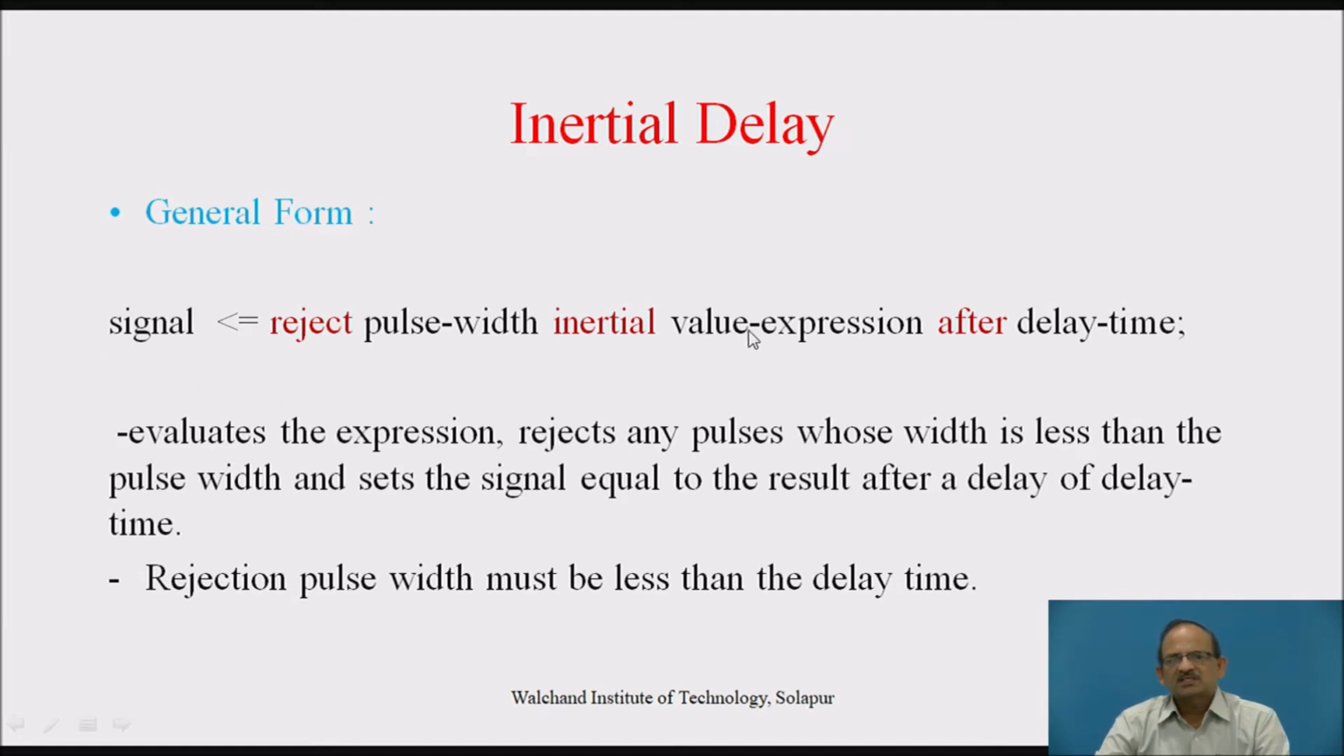Whenever this statement is executed, it evaluates its value expression and rejects any pulses which are shorter than the pulse width specified here, and the others will be assigned to the signal after the time specified in the delay time. This rejection pulse width must always be less than the delay time specified in the statement.